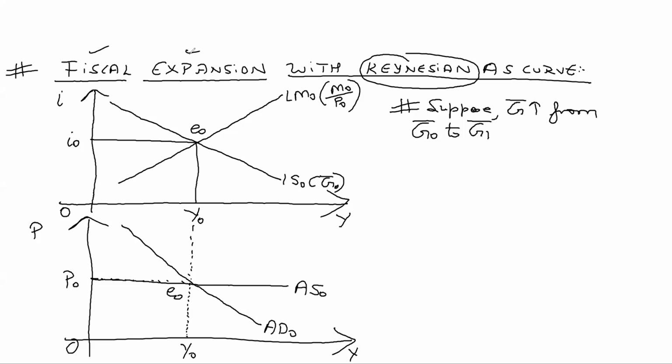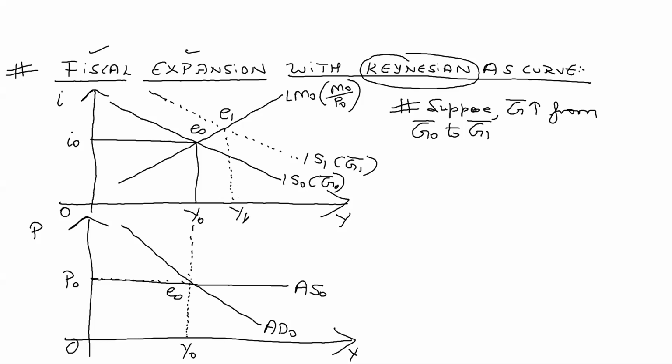When G bar goes up, output goes up by alpha G times change in G bar, which implies money demand goes up by K change in Y, which implies interest rates go up by K by H times change in Y, which implies investment falls by minus B change in I, which implies output falls by minus B alpha G change in I. Now that whole chain is going to happen, and ultimately where will I reach? This is IS1, G1 bar. Ultimately we will reach from E0 to E1.